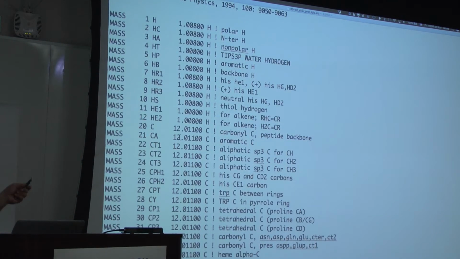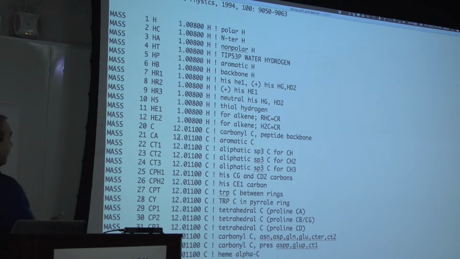OK, but this is the actual part now. After all these comments, you start introducing the concept of atom types. So far we had atom names in the PDB with no chemical meaning, and now we start looking at atom types.